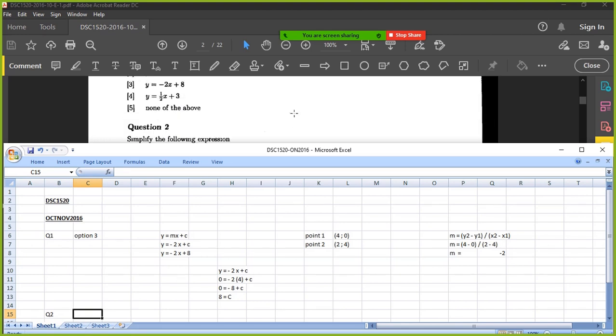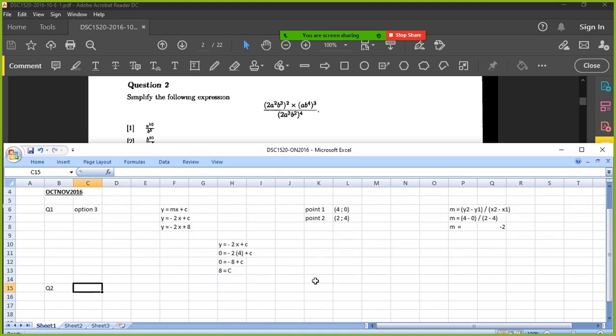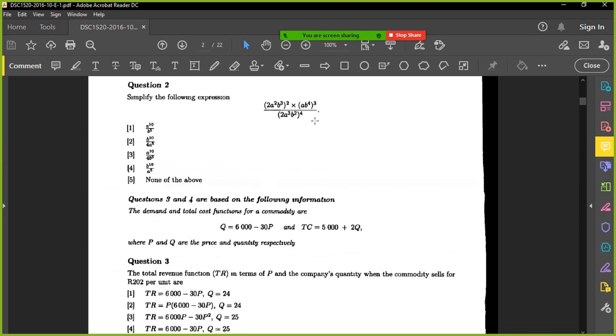Question 2. Again, exam technique. What do you think about here? Probably first simplify. Okay, simplifying means multiplying out. Do you agree? Yeah. So how do you multiply out when you have exponents raised by an exponent? What's the rule?